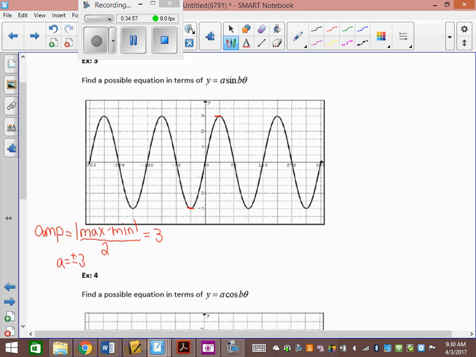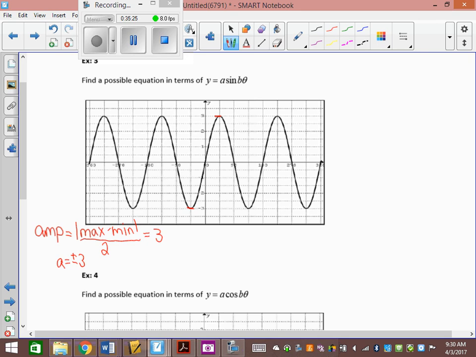How am I going to know? Well, I'm going to have to go based on what the graph looks like. How do I get my B value? Well, I got the period of my graph by going 2 pi divided by B, right? So if I want my B, what do I need? The period of the graph. If I have the period of the graph, I can find the B. If I have the B of the equation, I can find the period.